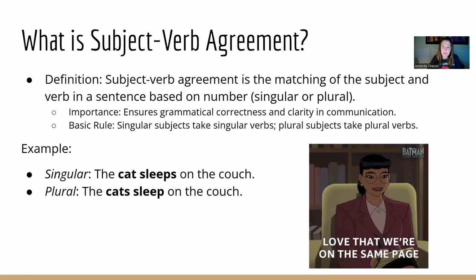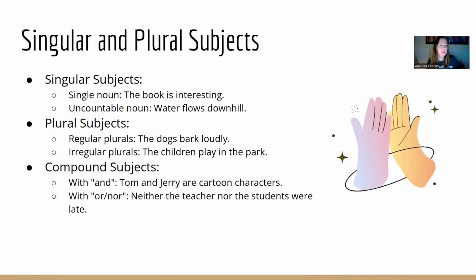So let's look at some examples. The singular example is: the cat sleeps on the couch. So the cat is one, and the verb there is sleeps, which is appropriate for a single subject. The plural is: the cats sleep on the couch. Again, we have multiple cats, and sleep would be that plural version of the verb for them. So singular and plural subjects.